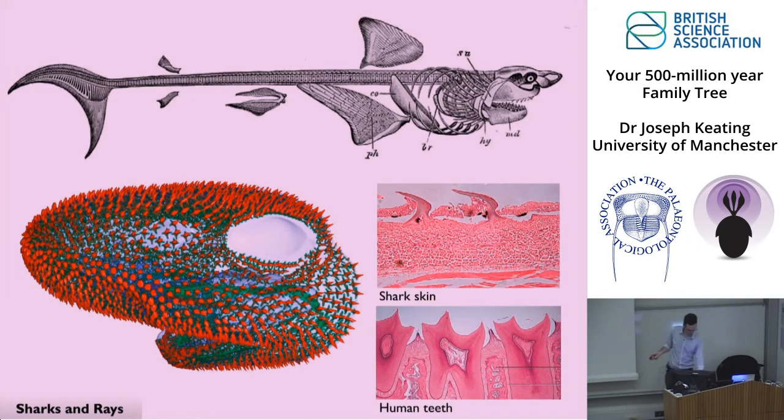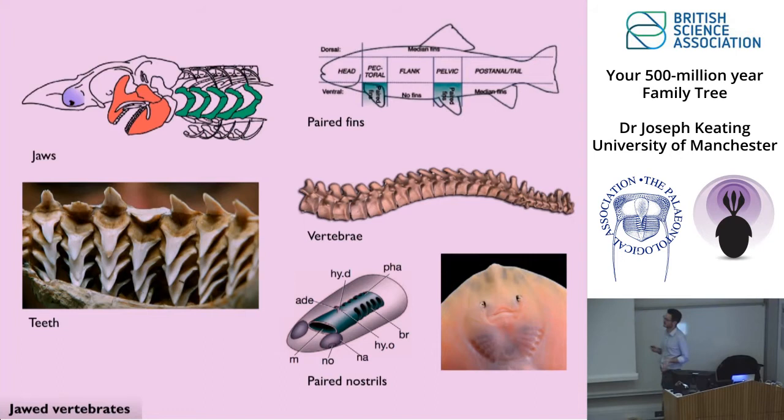So sharks, together with the bony fishes, make up a colossal group of vertebrates called the jawed vertebrates, which, unsurprisingly, have jaws. They also have teeth. The teeth are very special organs. They're made of dentine with this capping layer of enamel or enamel-like tissue. And the key thing about teeth is that they're replaced during life, which is a very special type of skeletal tissue.